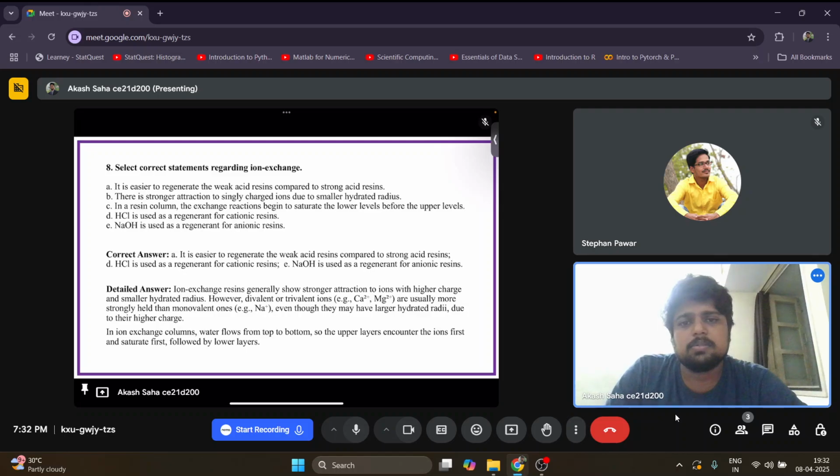And if we are talking about the third statement, in ion exchange columns, the water flows from the top to the bottom. So the upper layers will encounter the ions first and will get saturated first. That's why the saturation goes from the upper layers to the lower levels instead of from the lower to the upper levels. Okay, and the other three statements are correct. So there is no problem with that.